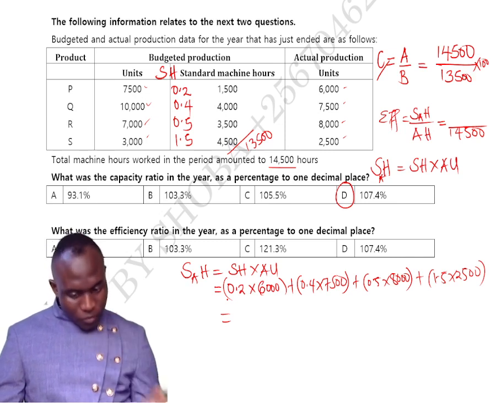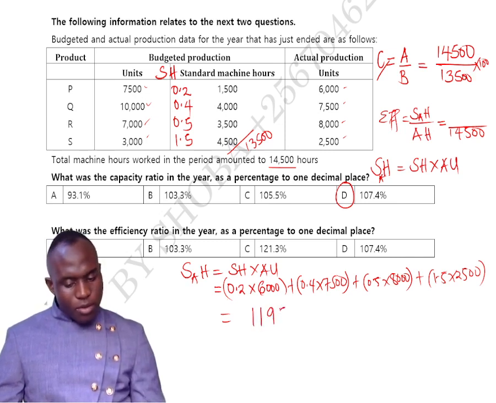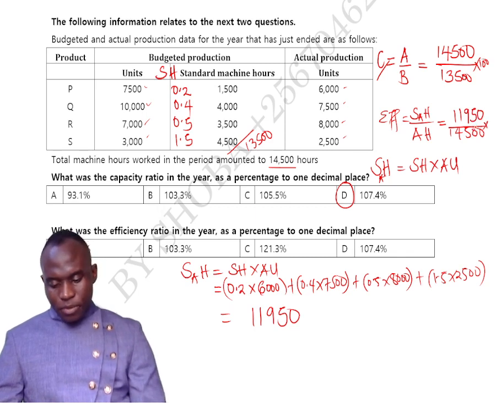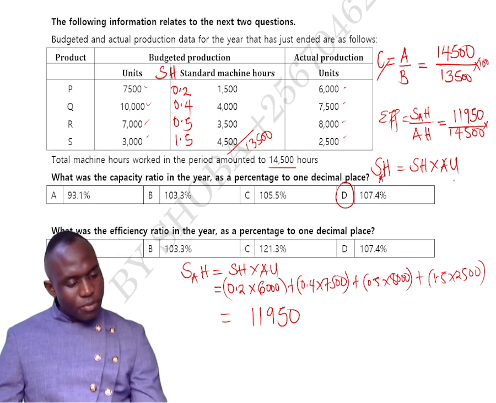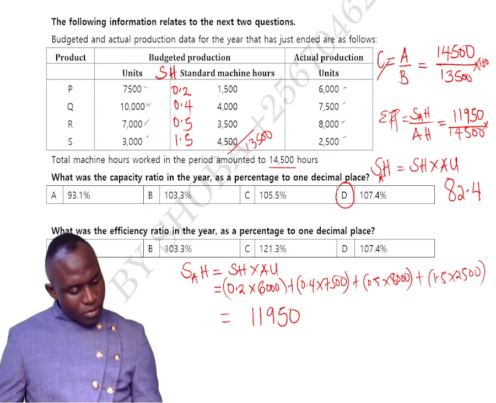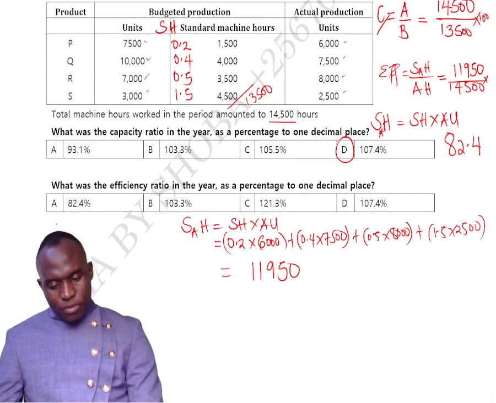So we get 11950. So this is 11950, and this times 100. So it is 11950 divided by 14,500 times 100. So the answer we get is 82.4137. So the correct answer would be, for number 2, the correct answer is A.